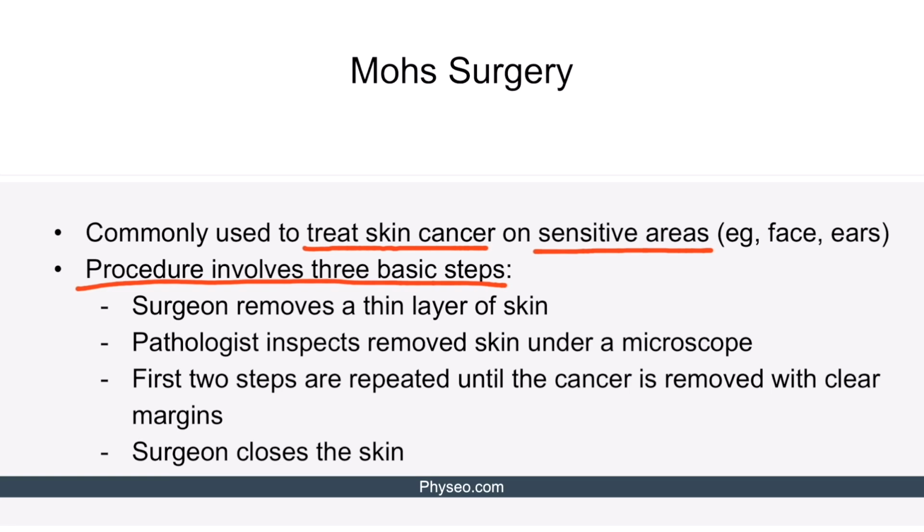So those first two steps are repeated until the cancer is removed with clear margins, meaning that no cancer is visible under the microscope on the edges of the extracted skin. Now, once the cancer is completely removed, then the surgeon closes the skin in the third and final step. Now, this approach allows clinicians to preserve as much healthy skin as possible, leading to better cosmetic outcomes for the patients. With that in mind, it makes sense that this is used in sensitive areas like the face.